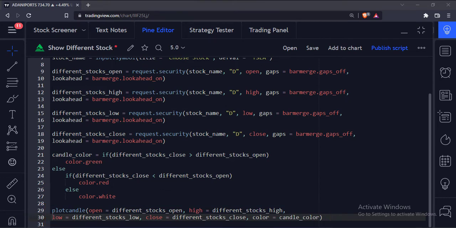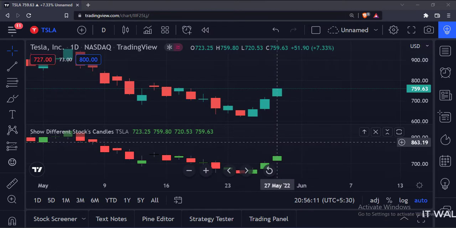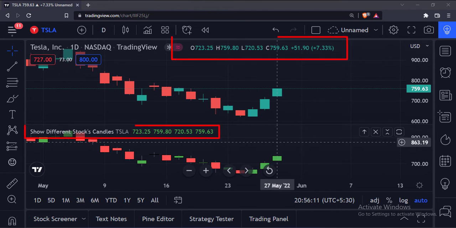Let's add this indicator to the chart. As we had selected Tesla as the default stock name, let's see if our candles and the original Tesla stock's candles match or not. Here you can see that all the candles match perfectly, and the open, high, low, and close values are also the same.